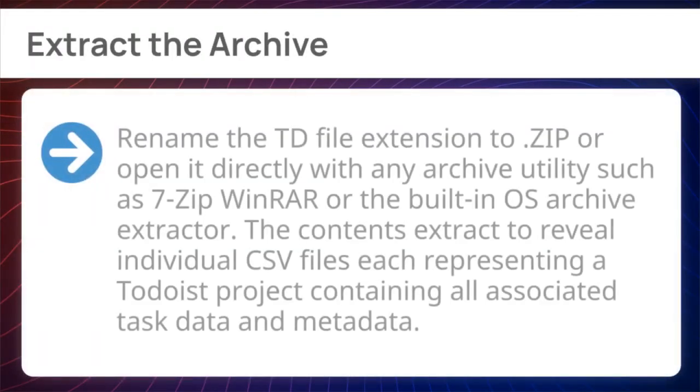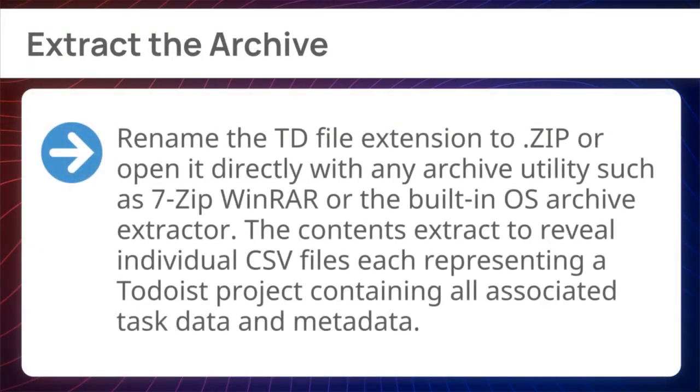First, extract the archive. Rename the TD file extension to zip, or open it directly with any archive utility such as 7-zip, WinRAR, or the built-in OS archive extractor. The contents extract to reveal individual CSV files, each representing a Todoist project containing all associated task data and metadata.